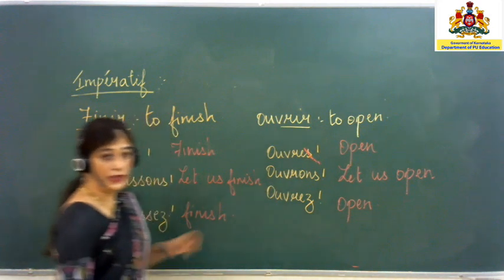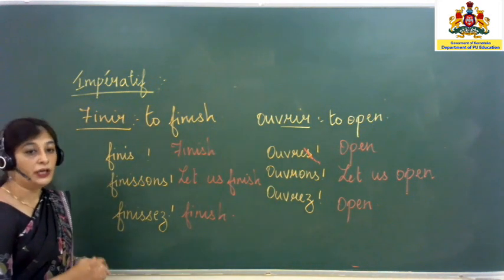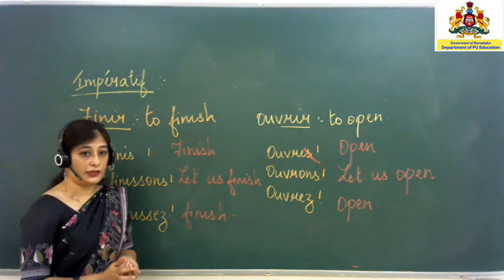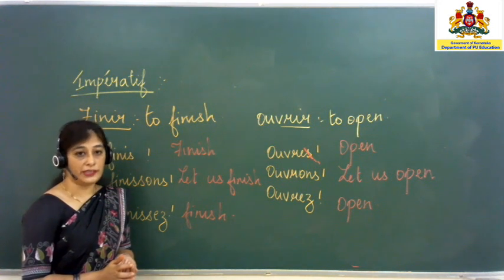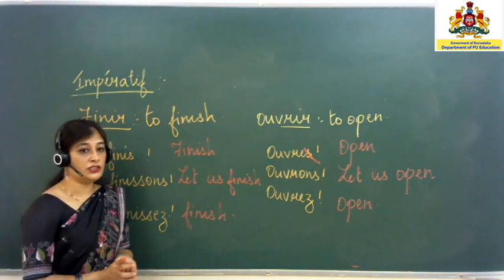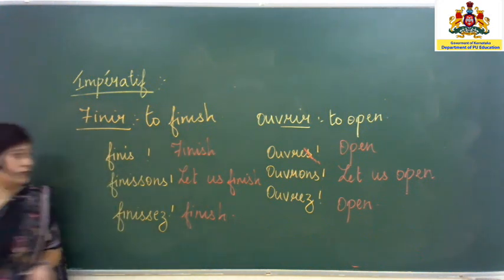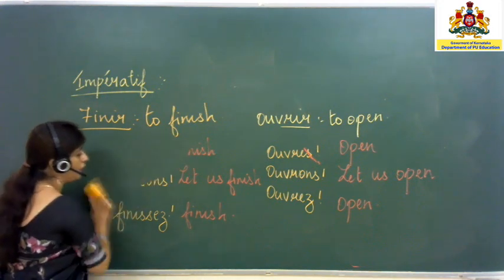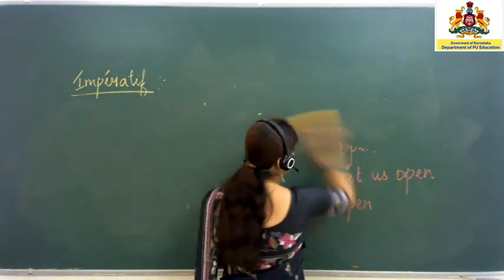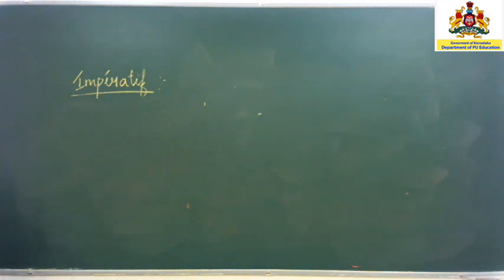So this is the imperative for regular group of verbs, whether it is an ER verb, or an RIR verb or IR verb, the rule remains the same. From the present tense of the given verb tu, nous and vous form, change the verb to the imperative. Is that clear? That is the imperative for regular verbs. Now we will move on to irregular verbs. There are a few irregulars under imperative.